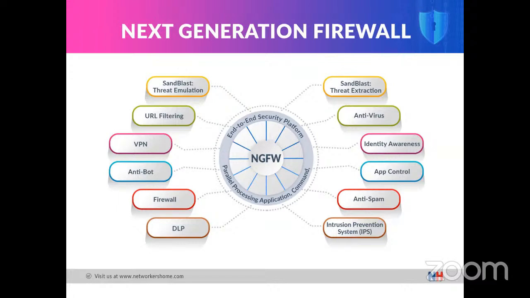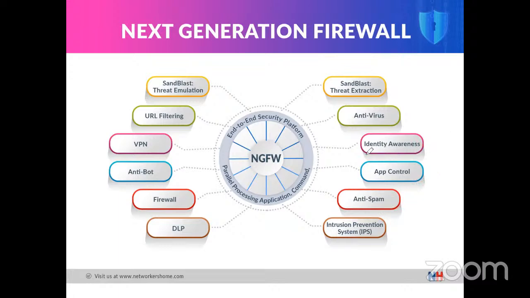in a single operating system. When we club multiple features, like URL filtering, VPN, anti-bot, along with the firewall feature, apart from traffic filtering, if we have bundles of features clubbed together, such a firewall is called a next generation firewall. Like you can see, we have data loss prevention, sandboxing, threat prevention, antivirus prevention, identity awareness, app control, anti-spam, intrusion prevention, IPS.